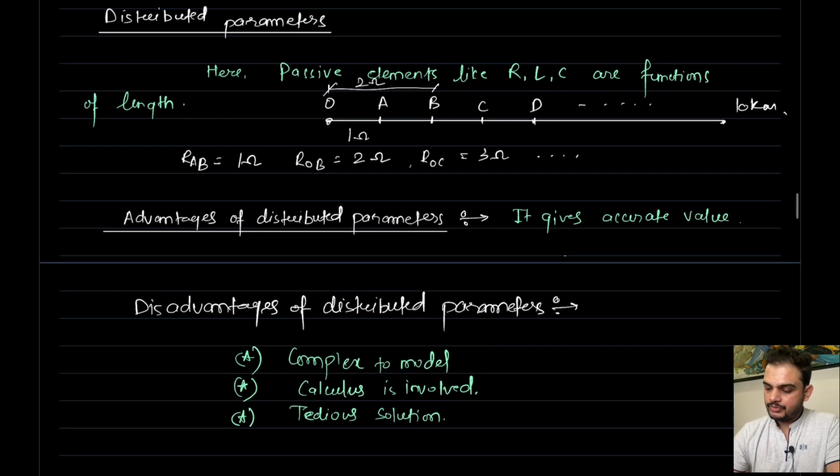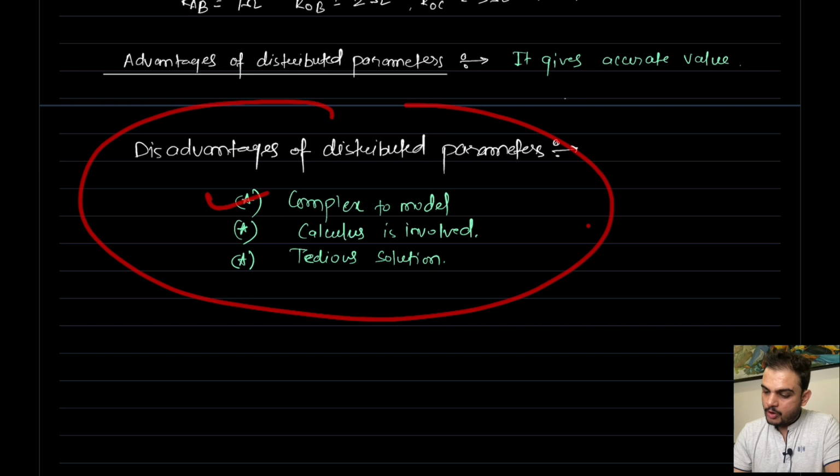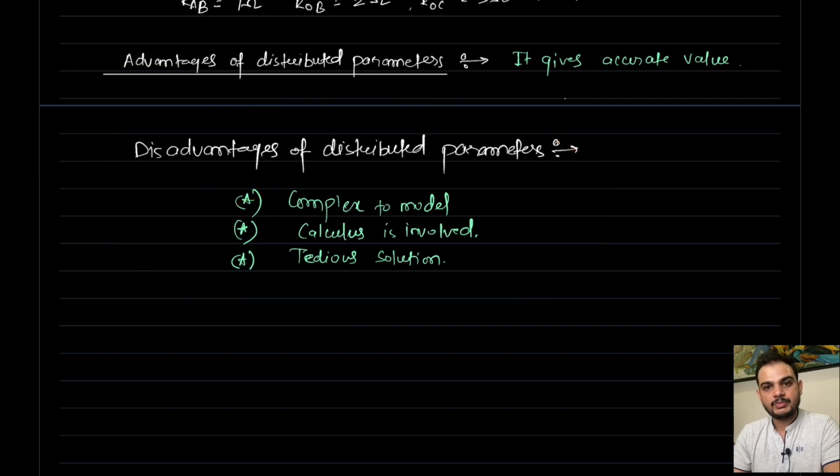Now here you can see the disadvantages of distributed parameters. It is complex to model. As I have told you, calculus will come into the picture, differential equations, lengthy solutions. Tedious means a lengthy mathematical approach is necessary, and more complex terms will come into the picture. That is a disadvantage of distributed parameter. But the advantage is that it gives an accurate value.